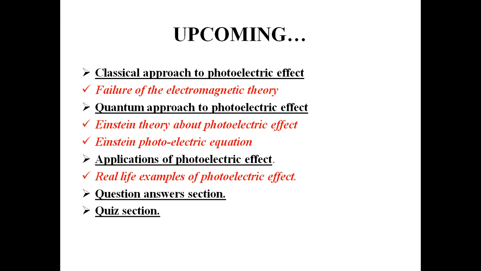In the upcoming video, we will discuss the classical approach to the photoelectric effect, and why electromagnetic theory fails to explain it. Furthermore, the quantum approach to the photoelectric effect, given by Einstein, for which he also received the Nobel Prize: Einstein's theory of the photoelectric effect and Einstein's photoelectric equation. At the end, we will discuss some real life examples of the photoelectric effect, and we have a question-answer section and quiz section at the end of this lecture.